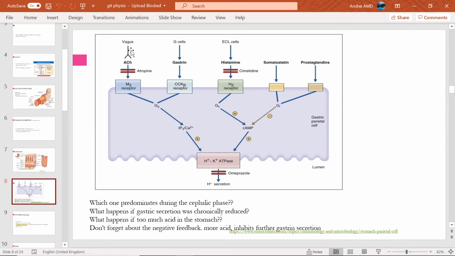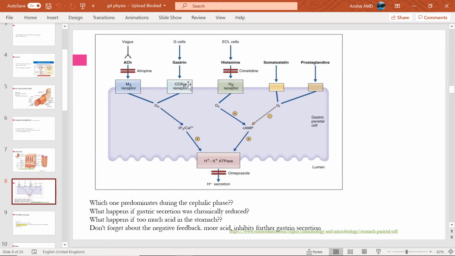And same thing with G cells. This is the one that I said is responsible for releasing gastrin. It binds to a receptor on the parietal cell called the CCKB receptor. I know it's hard, but we gotta remember that. And also, let's talk about this one too. Enterochromaffin cells in the GIT release histamine, which goes to the H2 receptor.